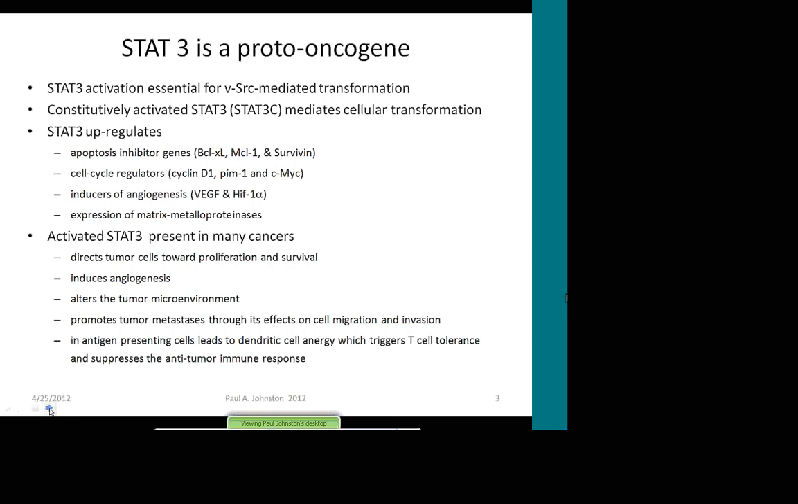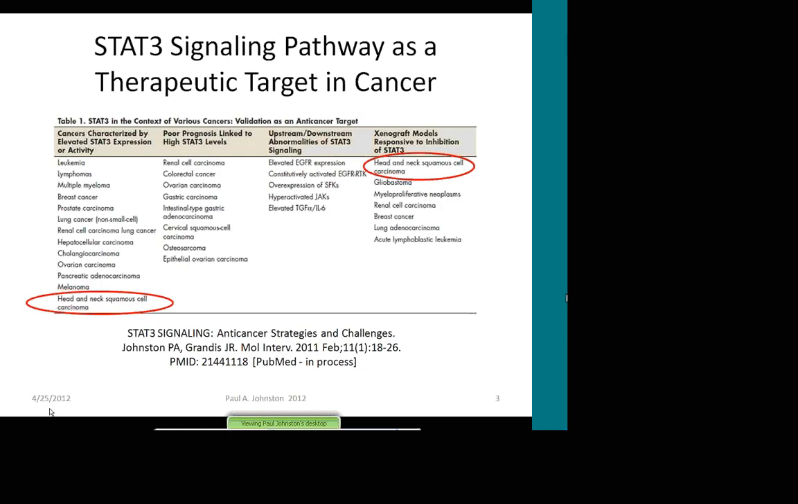This is just a table taken from a review that Jennifer Grandis and I wrote on the role of the STAT3 signaling pathway as a therapeutic target in cancer, and you can see that there is a whole list of cancers that are characterized by elevated STAT3 expression or activity, and activated STAT3 is implicated in poor prognosis.